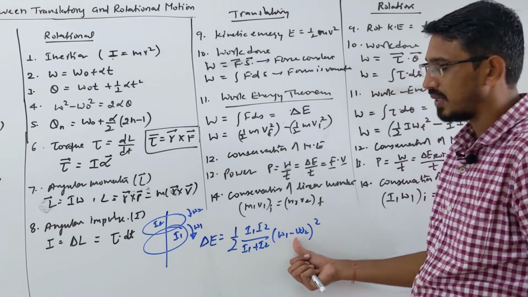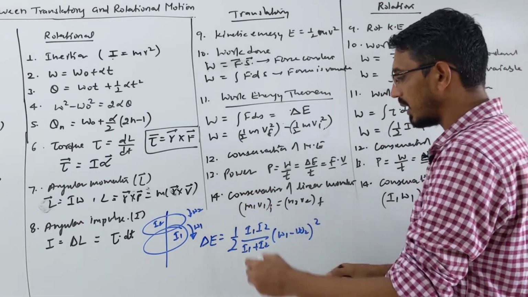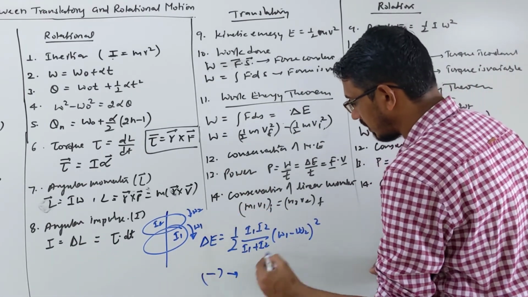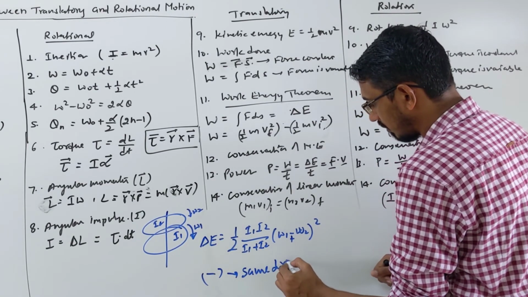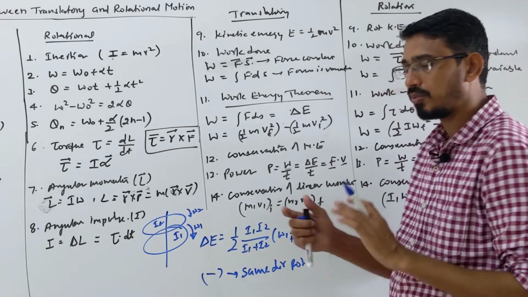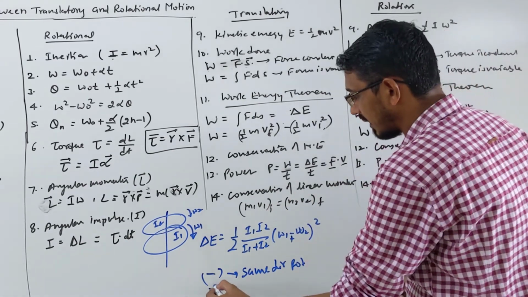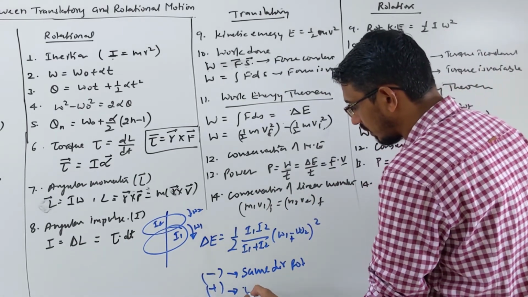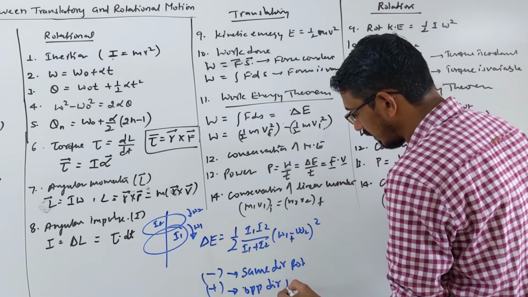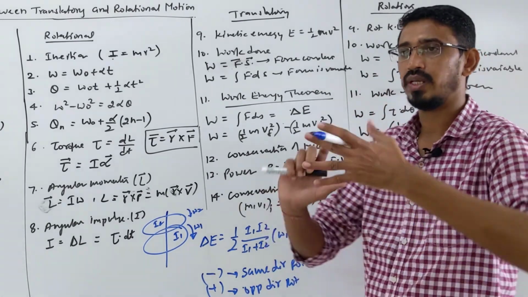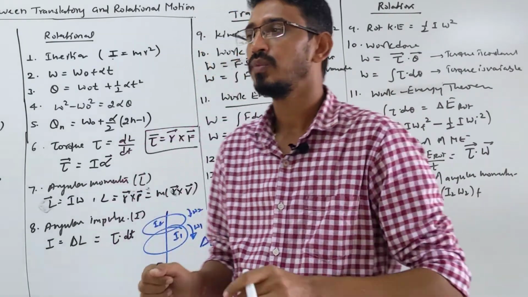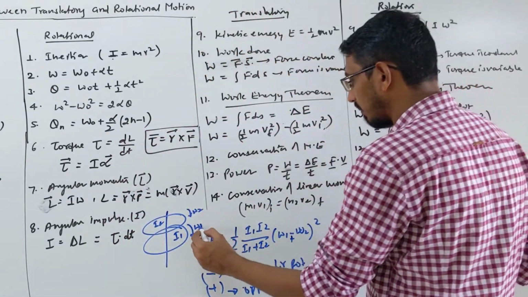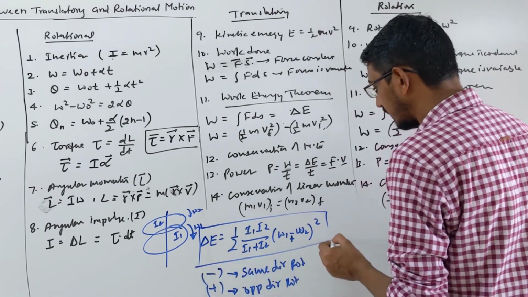So here minus or plus: minus means they are rotating in the same direction, the sense of rotation will be the same, or plus sign means rotating in the opposite direction. Here loss will be big when two discs rotate in opposite direction, you know, friction will be very high, right? Yes. So please write this formula carefully in your notebook, okay?